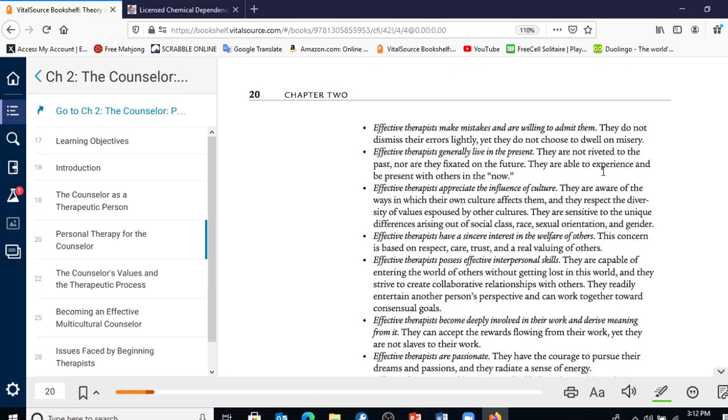Effective therapists possess effective interpersonal skills. We're able to enter into the world of others without getting lost. This is called empathy, by the way, being able to put yourself into a client's subjective reality without making it your reality, without getting lost in it. And then communicating that understanding back to the client has great therapeutic benefit in and of itself as a counseling technique. But we have good interpersonal skills.